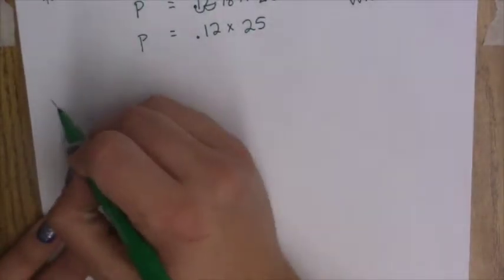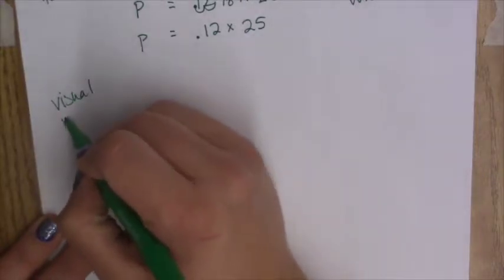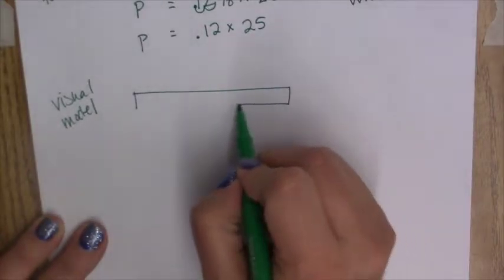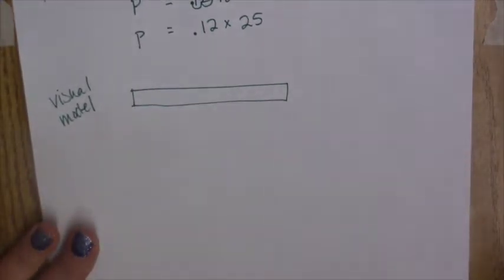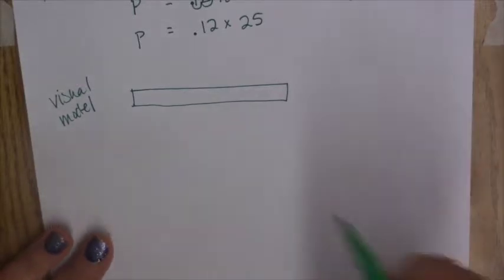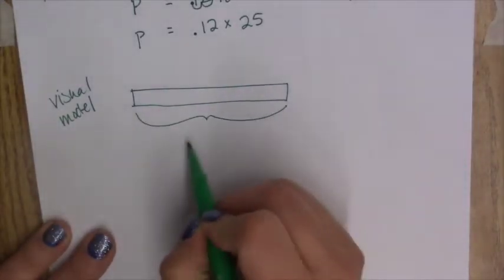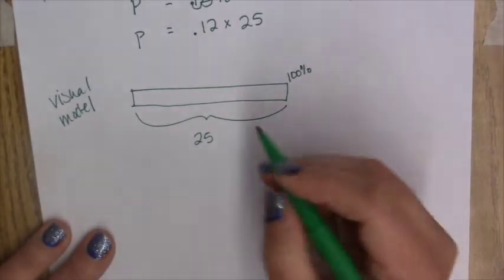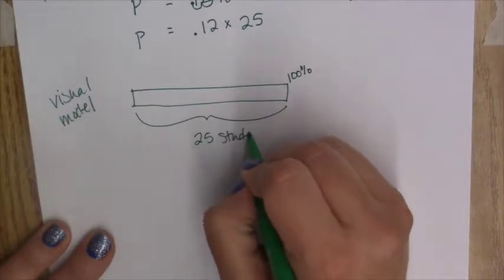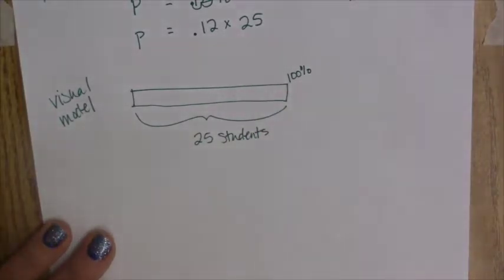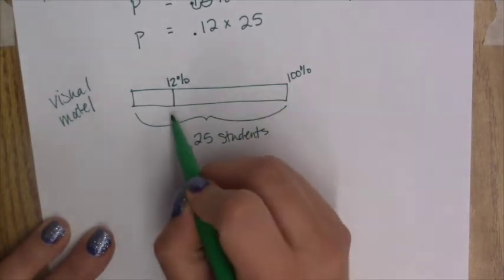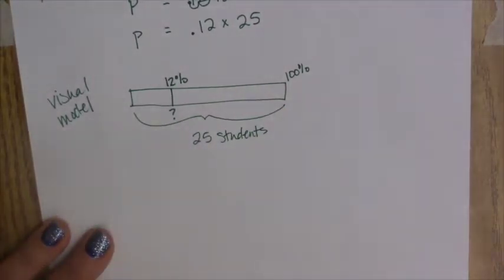All right, let's look at the visual model. All right, so we're going to start with our tape diagram. And we know that all together we have a whole of 25, which would be 100%. We'll say students or projects. Now they only tell us that it's 12%, and we don't know how many students that is.